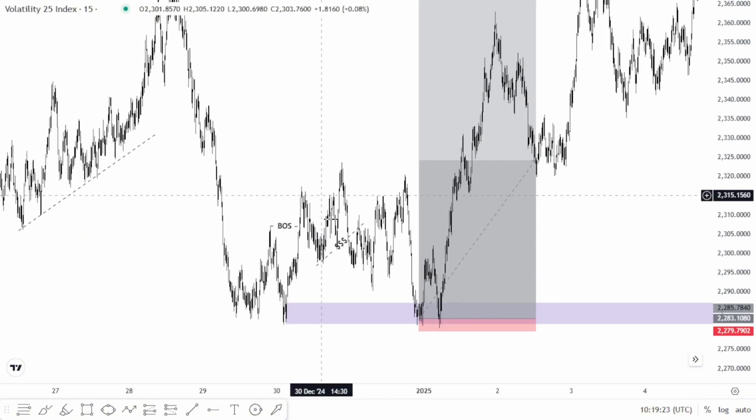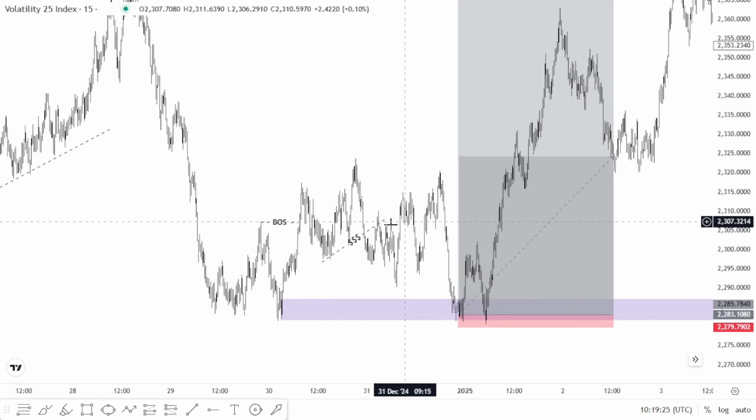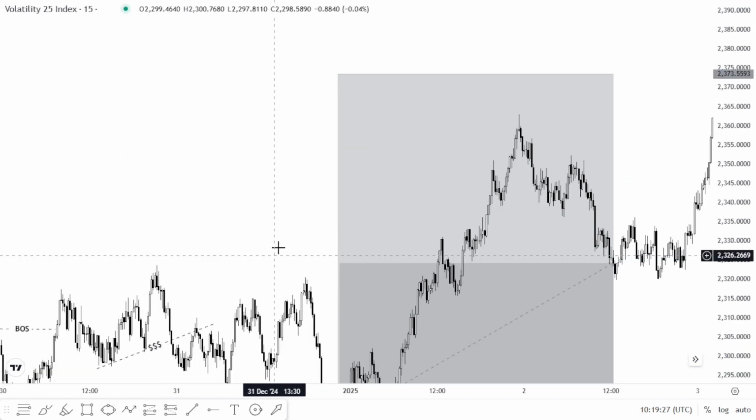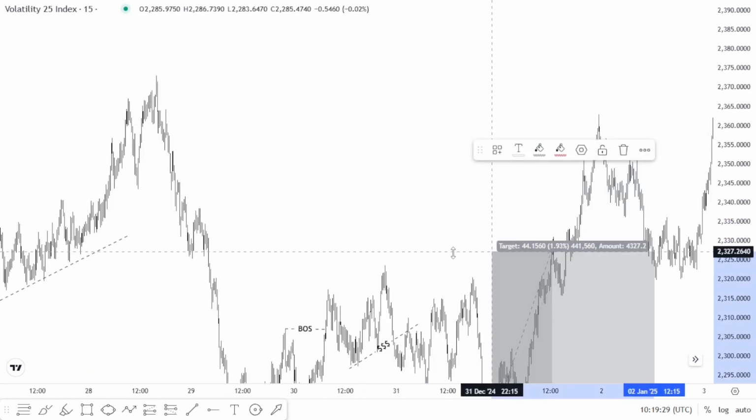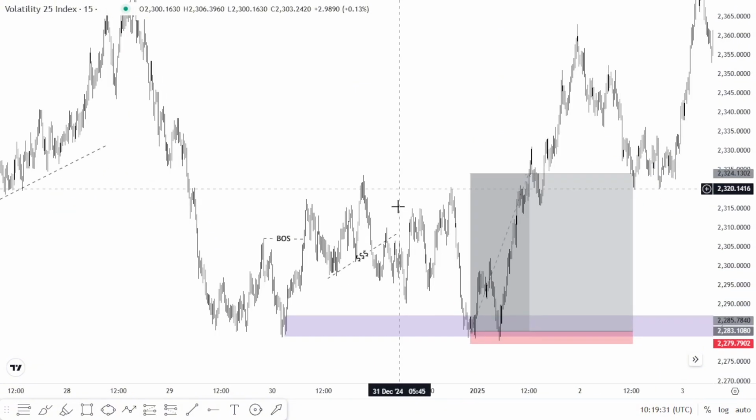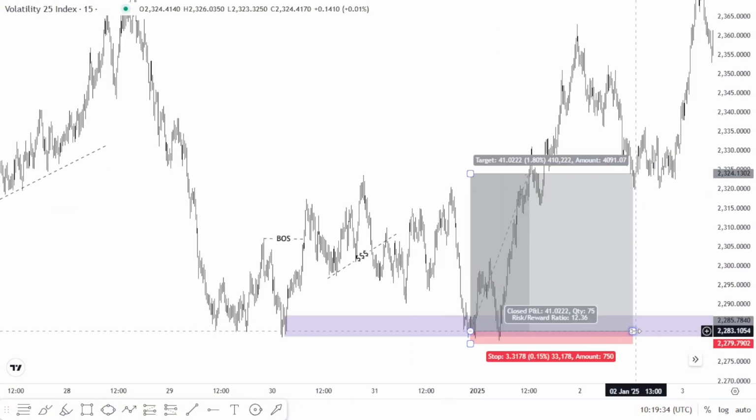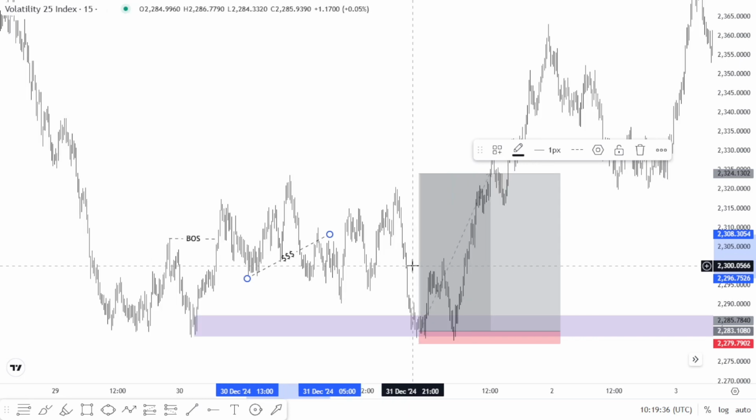Okay, so you see, very simple. Anybody can just implement this. If you want safety, you could just go with this target right there. So you could just go, even at that, you still make good money.